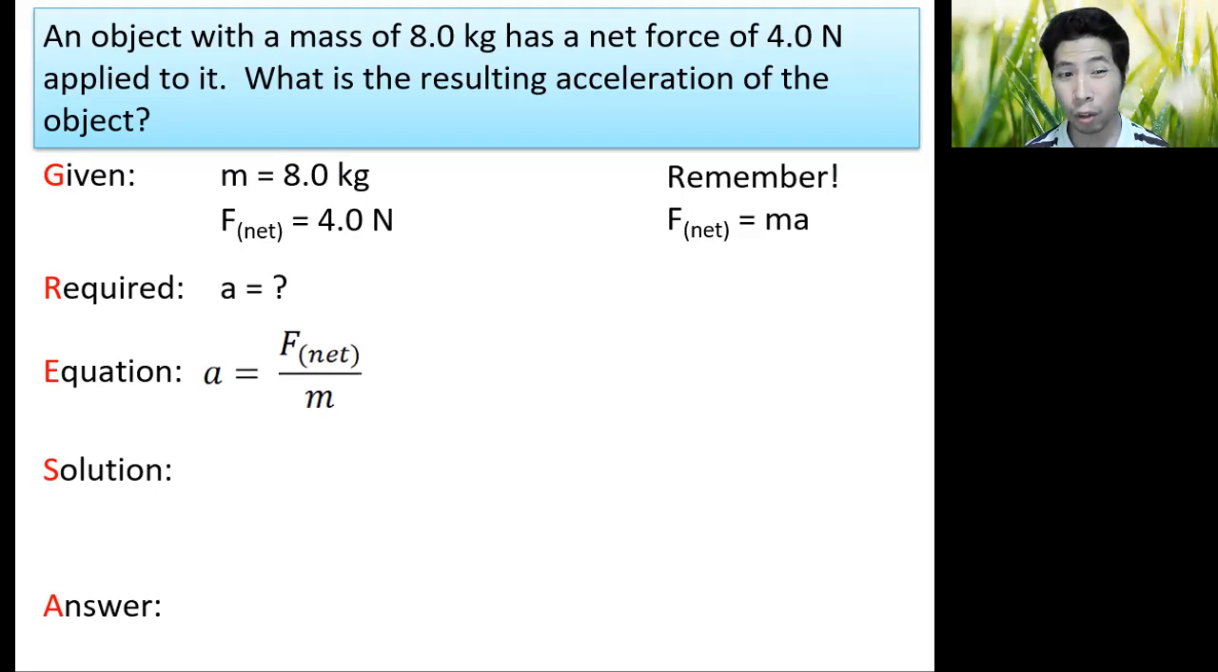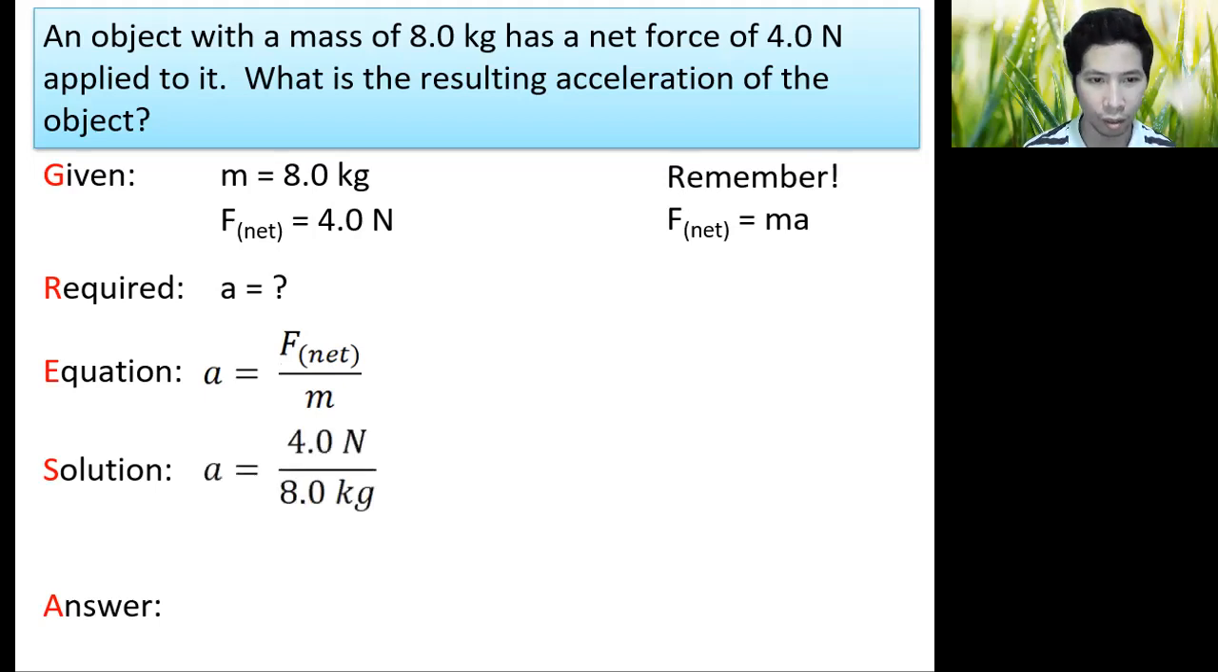So our equation in finding the acceleration would be the net force divided by the mass of the object. Moving forward, since I already know my equation, all I need to do is substitute the given in the following variables. So the net force is 4 newtons and the mass is 8 kilograms. You just need to substitute it as is. I got this information from the given.